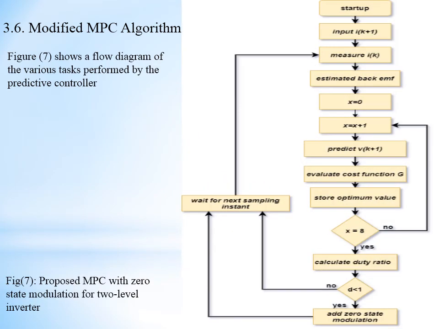Modified MPC algorithm. Figure 7 shows a flow diagram of the various tasks performed by the predictive controller. This scheme is similar to the one used in the basic MPC algorithm. The difference is using equations derived from the basic equation and adding zero state modulation.